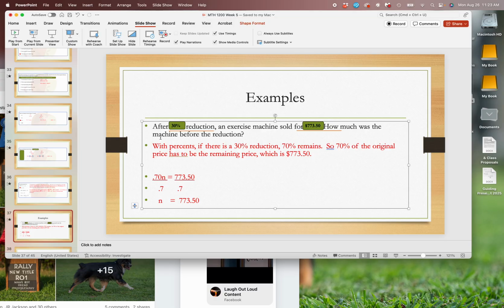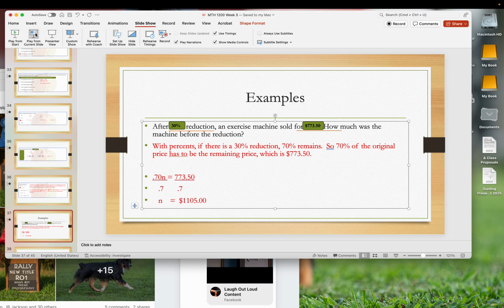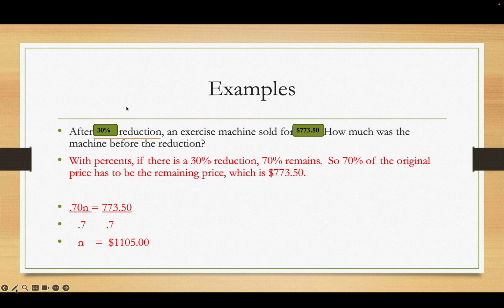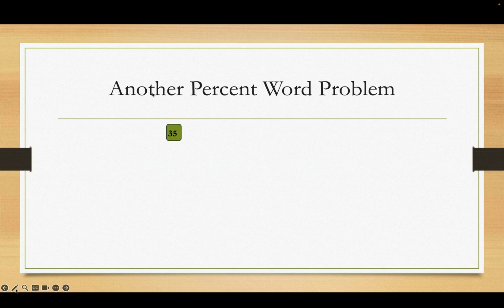So let's go back in here and rewrite this as 1105.00 because we're dealing with money. And I'll even put a little dollar sign in there. And let's go play from current slide. All right, so it's $1,105. Okay, I even put the underlines in, and that's coming out later. So somehow the animations got messed up with this slide. Hopefully that's not the case on this one, but I have a sneaky feeling it might be.